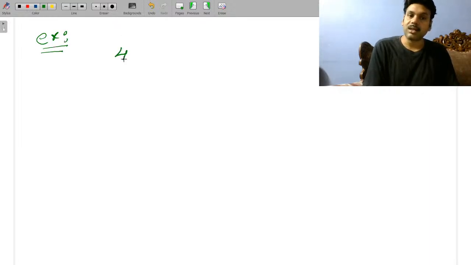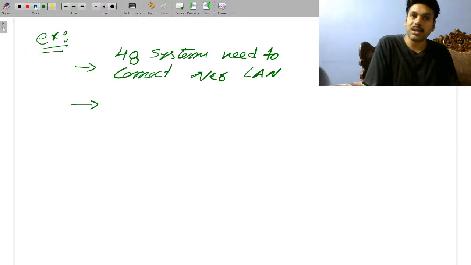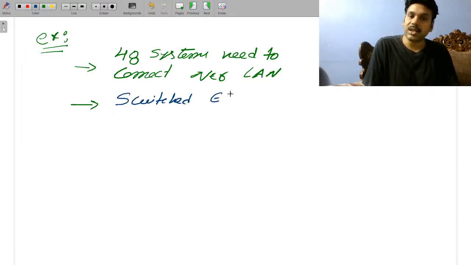I want to say that 40 systems need to be connected over a LAN. Let us say 48, we will take. Now he is using a switched Ethernet. When I say I am using a switched Ethernet, he has to tell you how many ports are there in that. Naturally we have 32 or 24 port switches.